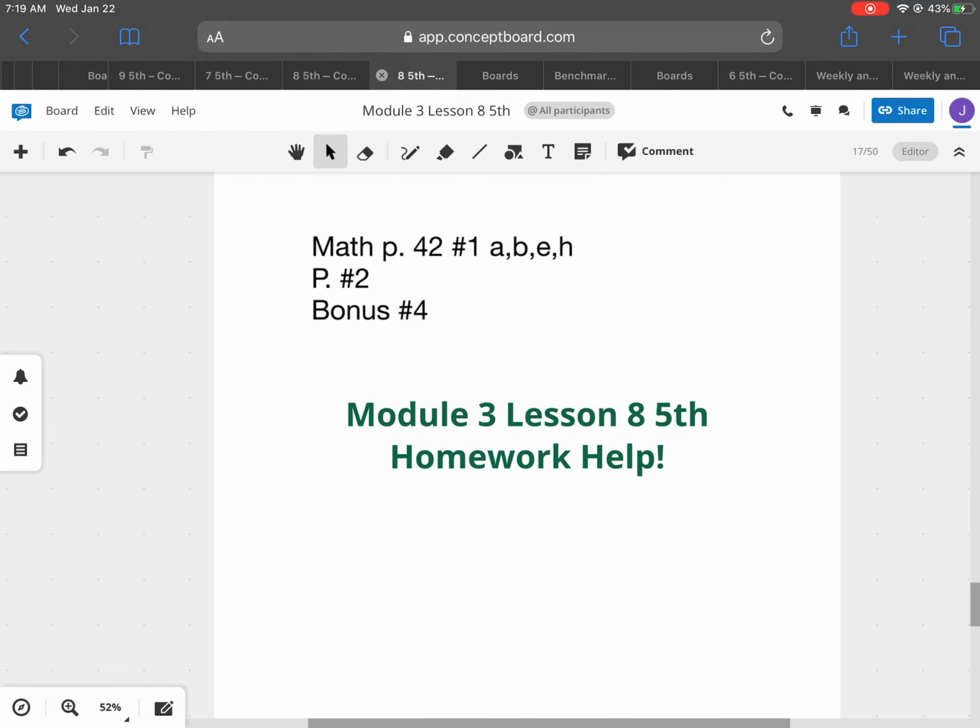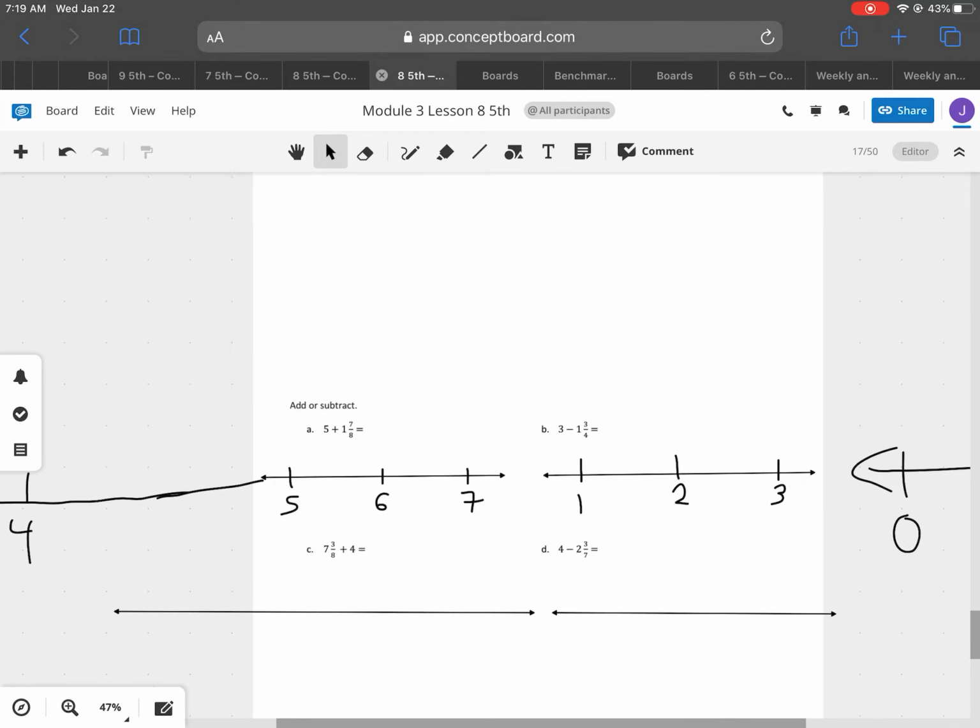Alright, this is Module 3, Lesson 8, 5th grade, homework help. Doing this before school, so this is going to look a little different than it does other times. I won't be giving you the bonus word or showing you what we did in class because we haven't done it in class just yet. Alright, so let's go ahead and get started.